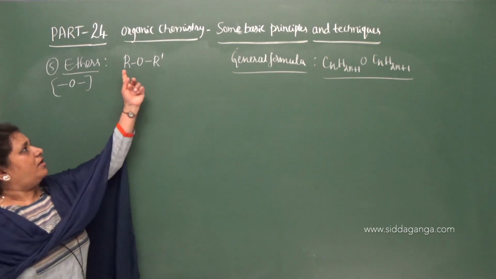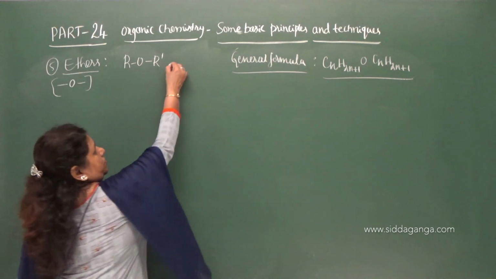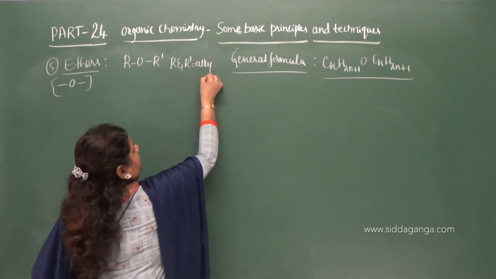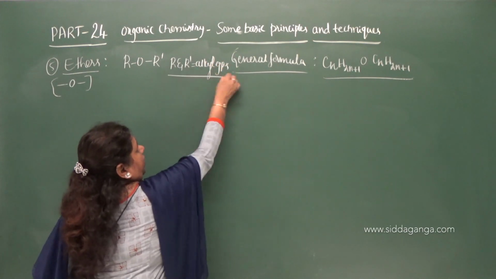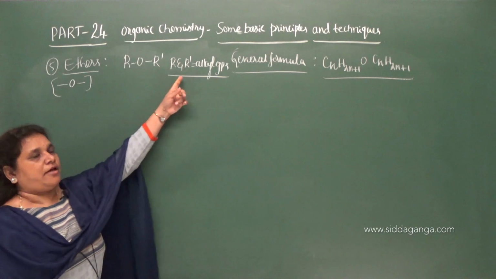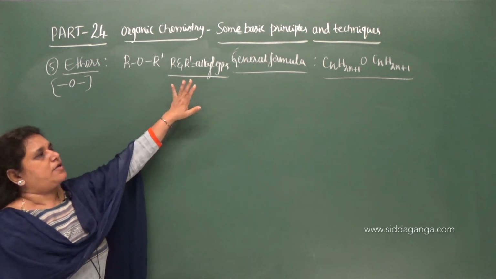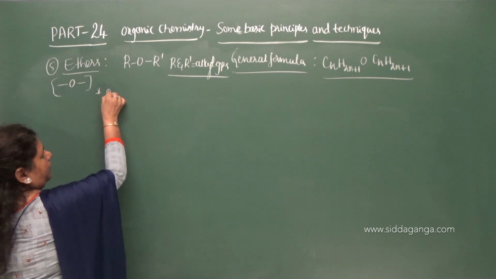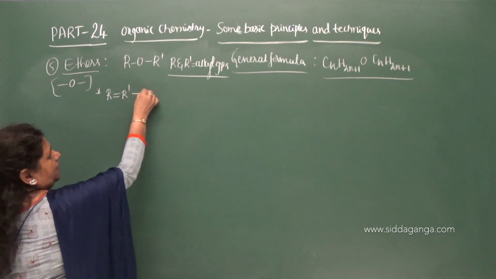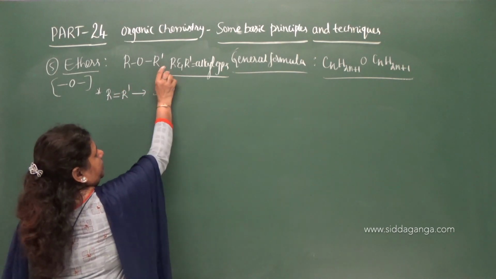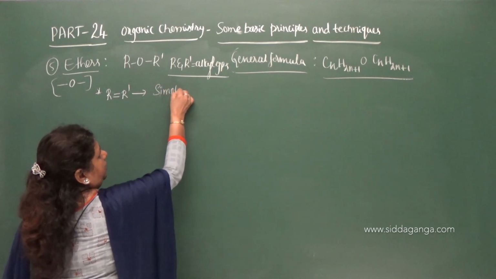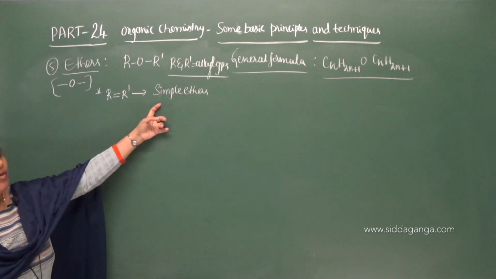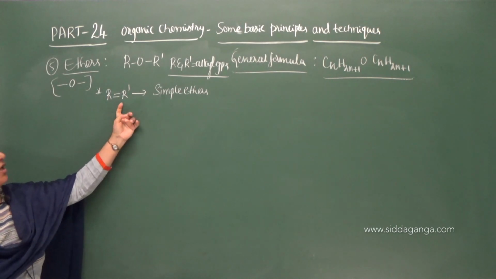Depending on the nature of R and R dash, R and R dash must be alkyl groups here. No hydrogen, only alkyl groups. So here there are two conditions. If R and R dash are the same, both the alkyl groups are the same, then they are called simple ethers.